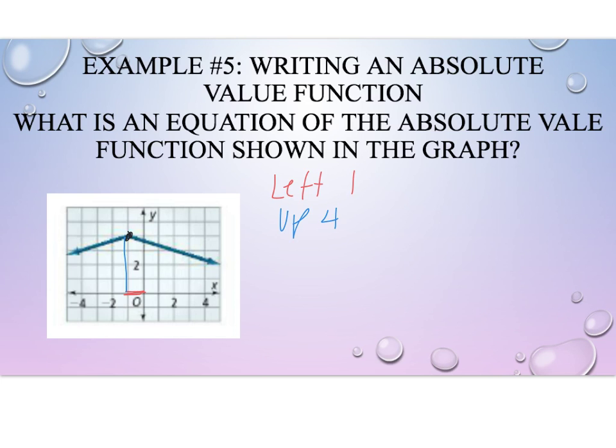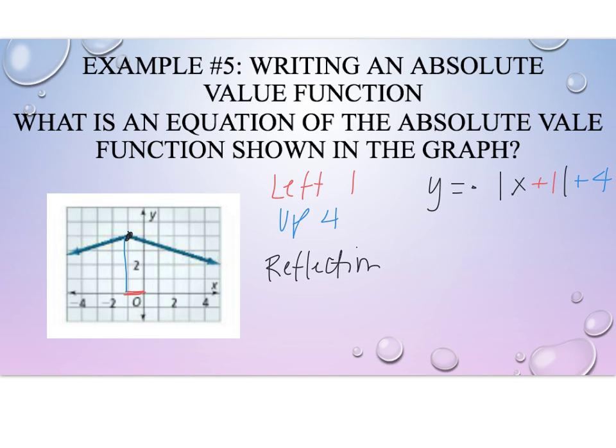Okay, and remember our basic setup is y equals the absolute value of x. So what we've done so far is we've added the 4 to the end, and left 1 is opposite of what we think. So it's not negative, but it's +1. Then, if everyone can kind of see this, it's been flipped over. So it is going to be negative. So it's a reflection.